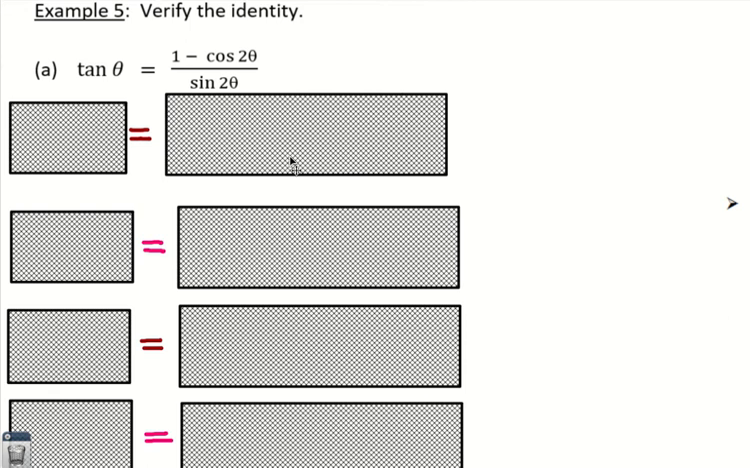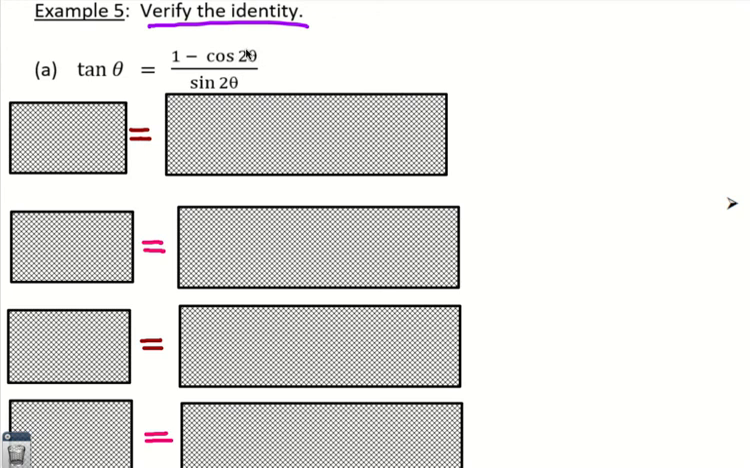Example 5. Oh, your favorite kind of problem. Verifying an identity. Well, same old kind of concept, except looks like we're going to be utilizing our other formulas.